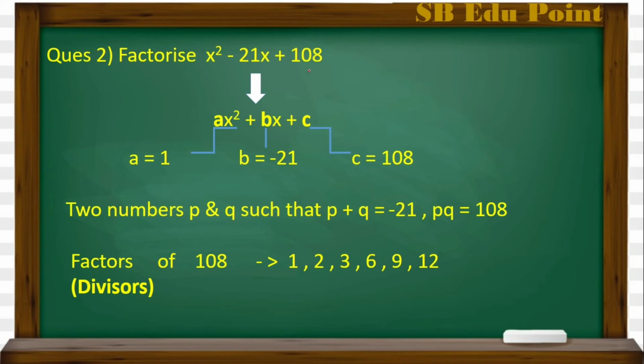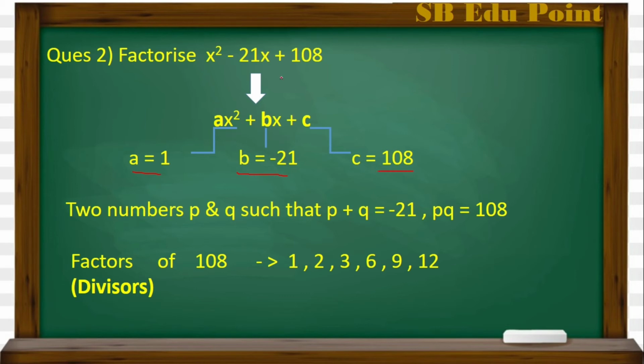Okay, now let's move on to the second question, which says factorize the given quadratic equation x squared minus 21x plus 108. And in the next step, I have written down the values of the coefficient of x squared, which is 1. Next, the coefficient of x, which is minus 21, and the constant value, which is 108.